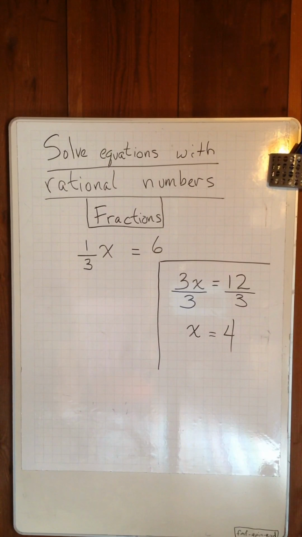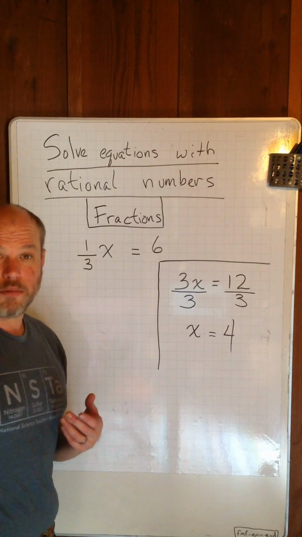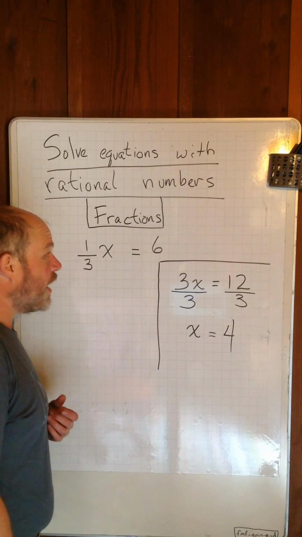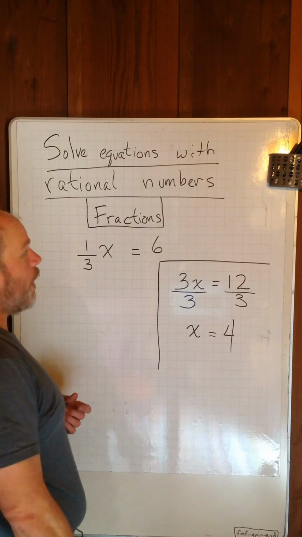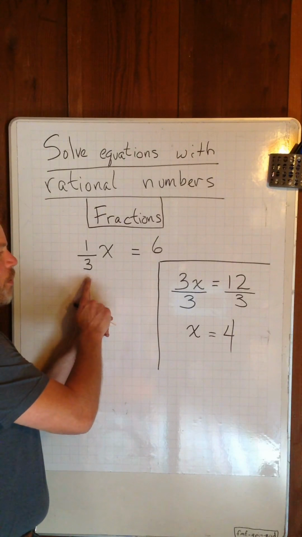Hi friends! In our last video, we learned to solve equations with rational numbers when those numbers were decimals. We had a 0.3 coefficient. And today, we're going to learn how to deal with rational numbers that are fractions. Our coefficient will be 1/3.